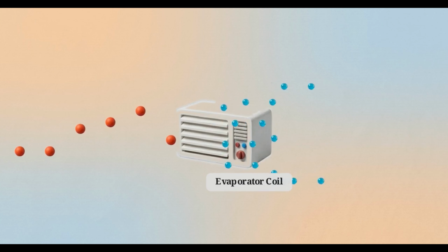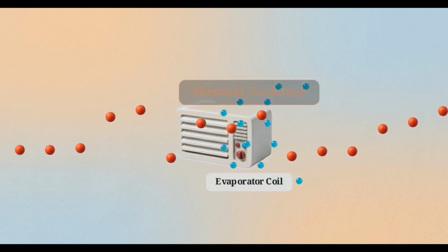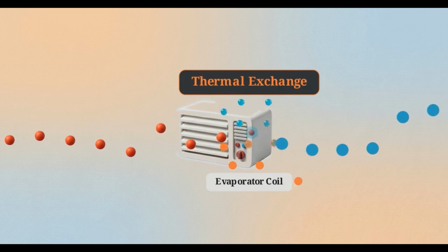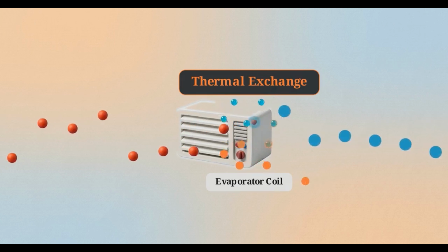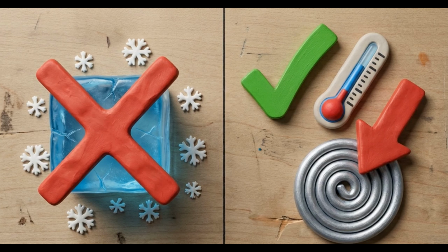As the warm air moves over this cold coil, the two temperatures meet at the metallic surface. This is the moment of thermal exchange. The refrigerant actively absorbs the heat, stripping the energy right out of the passing air. This contact point is the engine of the entire system. The air loses its heat to the coil rather than being injected with cold.